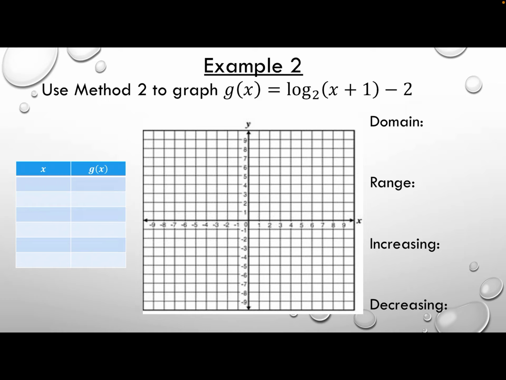Don't forget that part. And then from there, I have on the side here domain, range, increasing and decreasing. Just a little bit of review in terms of how to determine those after you draw your graph.